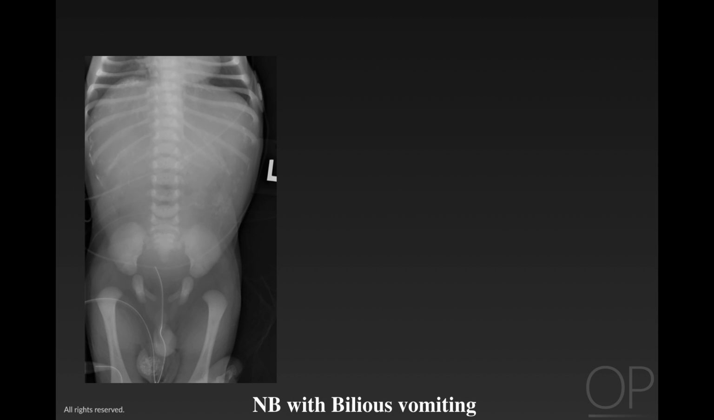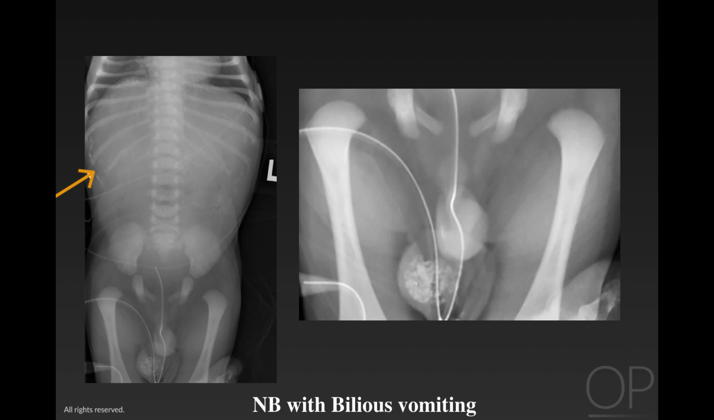Another baby with bilious vomiting shows us a pattern of eggshell calcifications in the upper abdomen, but when we focus on the pelvis, we see a large cluster of abnormal calcifications in the right hemiscrotum due to meconium peritonitis that has extended down into the right hemiscrotum by a patent processus vaginalis.